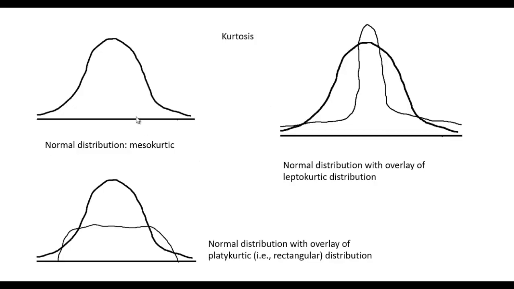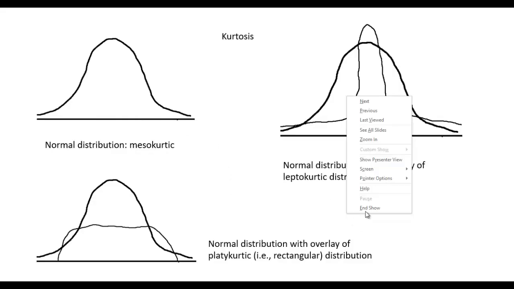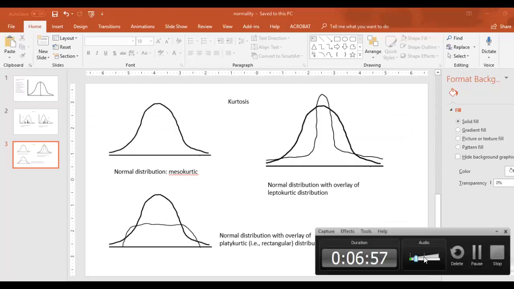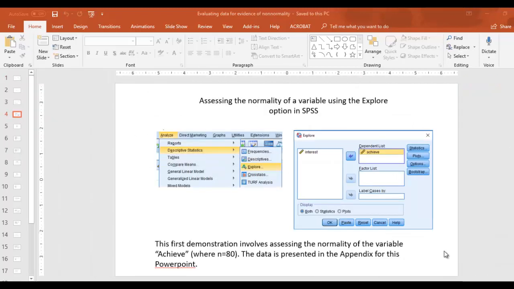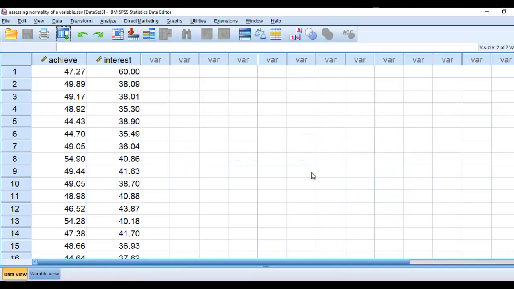So at any rate, let's now transition to looking at SPSS. One way in which we can assess for normality using SPSS is to use the Explore option. Basically, if we just go through Analyze, Descriptive Statistics, and Explore, we can generate information that bears on our assessment of normality. So I'm going to open up SPSS and show you what I'm talking about.